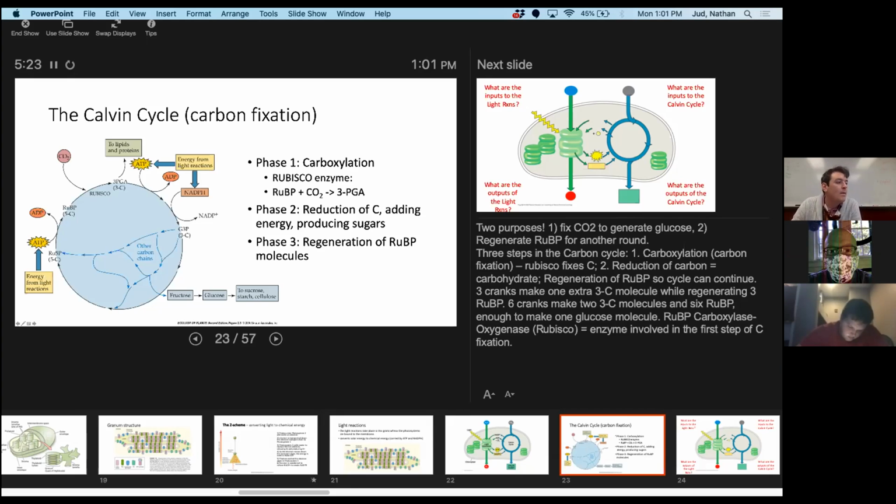But then these 3 carbon molecules are used in 2 ways. One of them, you can think of it as being set aside to make sugar. For every 2 G3P molecules you set aside, you get a fructose molecule or a glucose molecule. And the others that are synthesized are used to make more RUBP. This is called the regeneration phase, and you need to make more RUBP so that the cycle can continue.